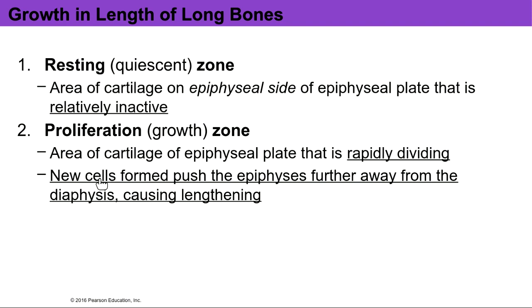These new chondrocytes, because we're having so many of them divide, just physically, mechanically, result in the epiphysis getting pushed further away from the diaphysis at both ends. So this is what's causing the lengthening of the bone, this high amount of chondrocyte cell division in the proliferation zone. It's kind of cool how that happens. The cell division itself pushes the epiphyses away from the diaphysis.